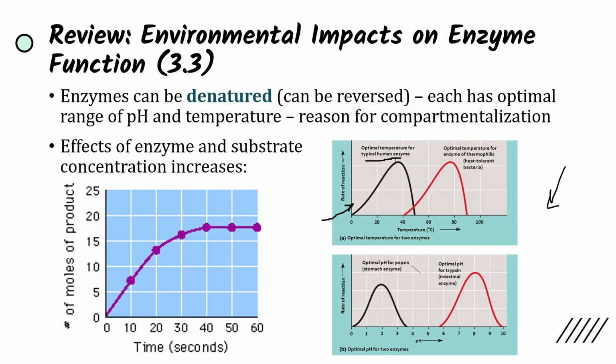And the reason for this is the molecules are going to move around faster as the temperature increases, and they're going to move around more, allowing them to bump into each other and more substrates to enter the active site of the enzyme and be acted upon. However, once you leave this optimal range and you start going too far past the optimal temperature, the enzyme will become denatured. Similarly, for pH, this is comparing pepsin and trypsin.